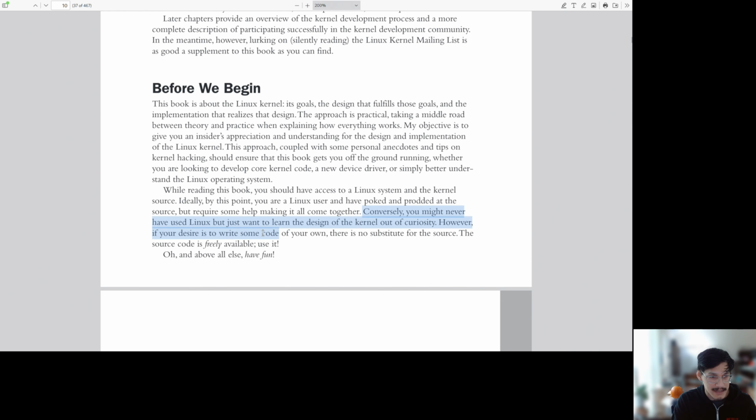However, if your desire is to write some code of your own, there's no substitute for the source code. The source code is freely available. Use it! And above all else, have fun.